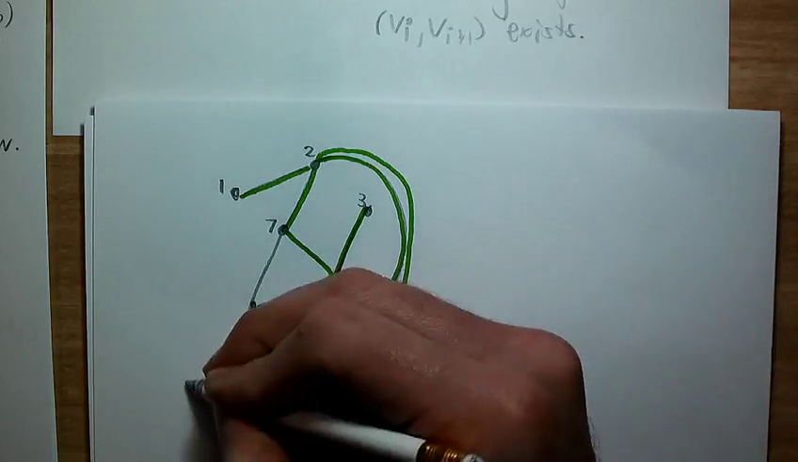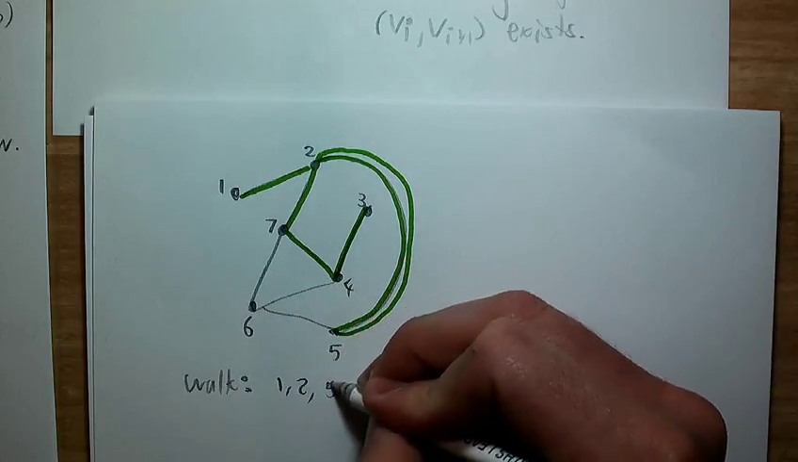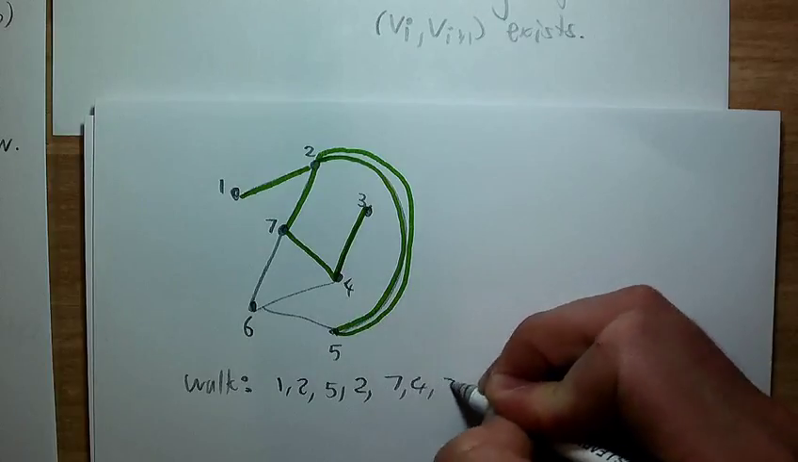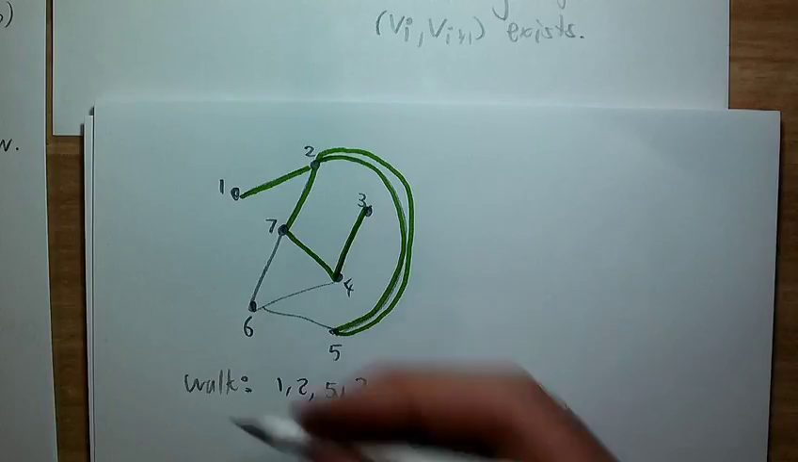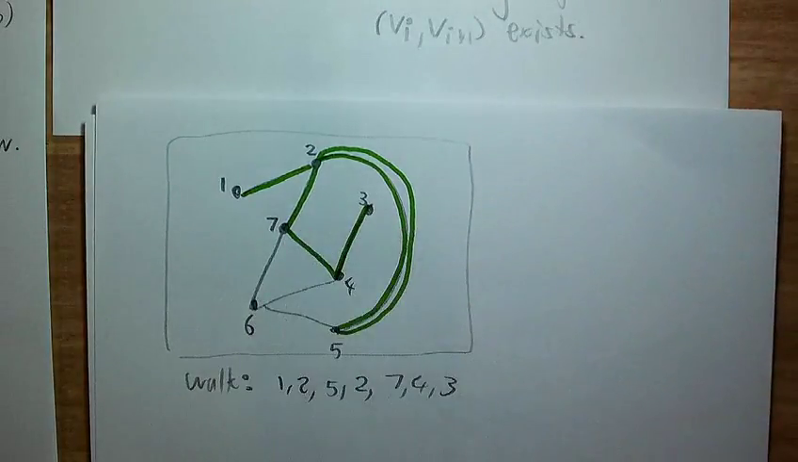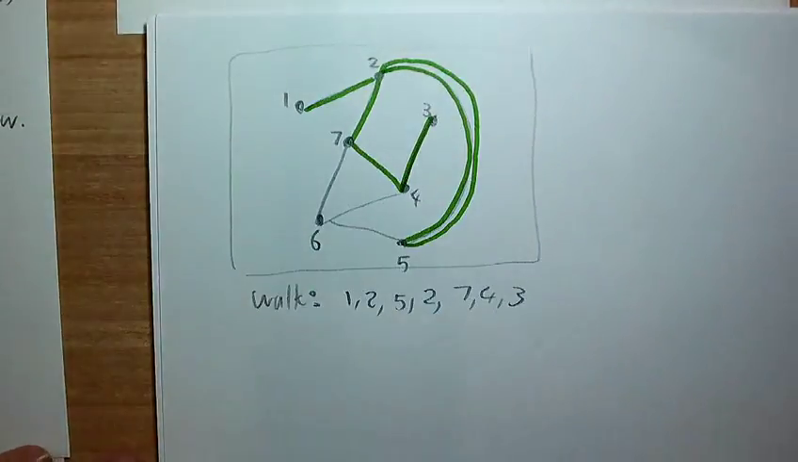And so my walk is 1, 2, 5, 2, 7, 4, 3. That's my walk. There you go. It goes in a certain order, of course. So walks have arrows even if the original graph doesn't. So that's a walk, and a path. Actually, I'm not going to do path next. I'm going to do circuit next.